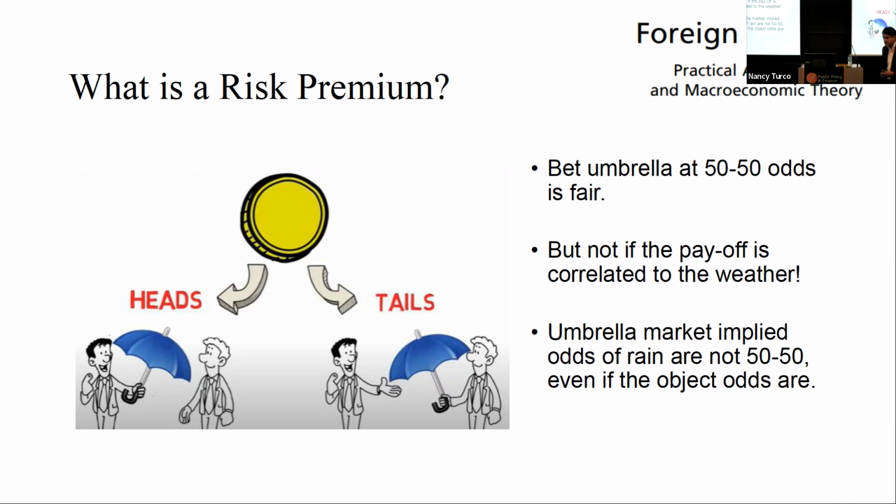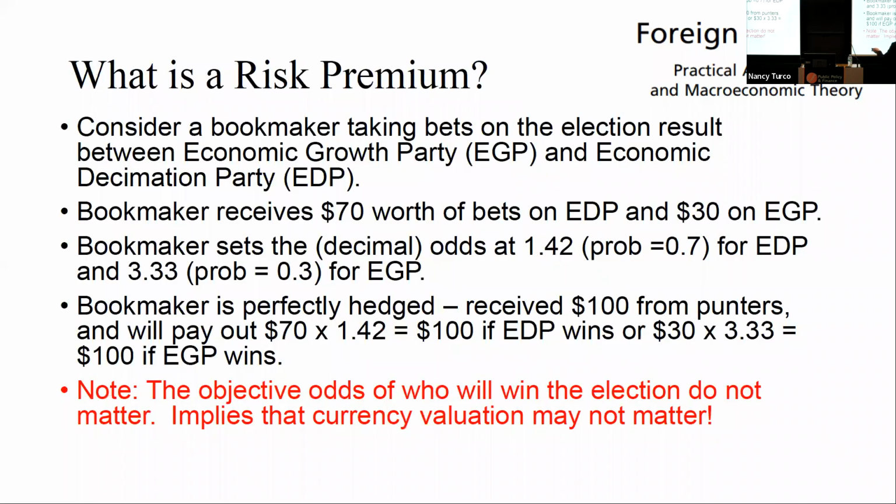Now, how does this apply in asset markets and in currencies? I'm going to do one more example for you. I made this statement earlier that I thought the risk premium is the major component of currency movements and asset price movements.